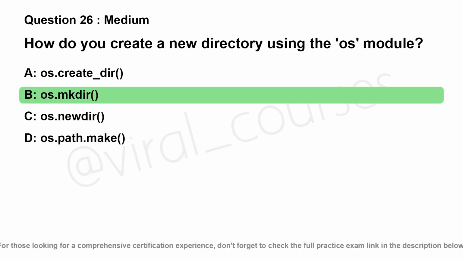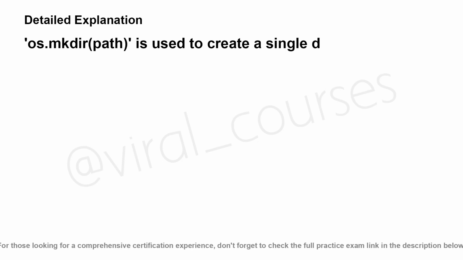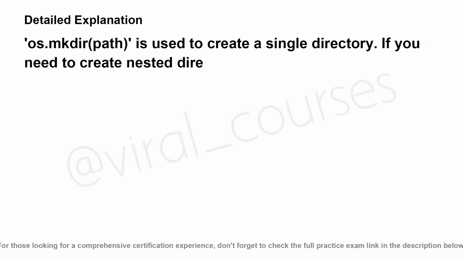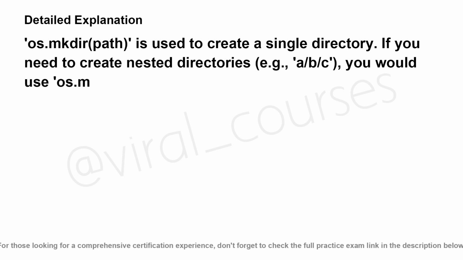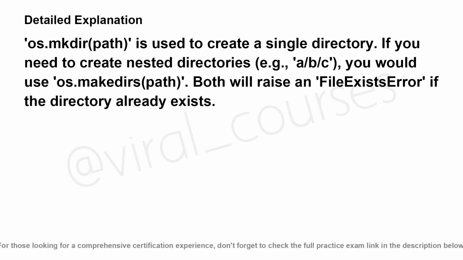The correct answer is B. os.mkdir(path) is used to create a single directory. If you need to create nested directories, e.g., 'a/b/c', you would use os.makedirs(path). Both will raise a FileExistsError if the directory already exists.